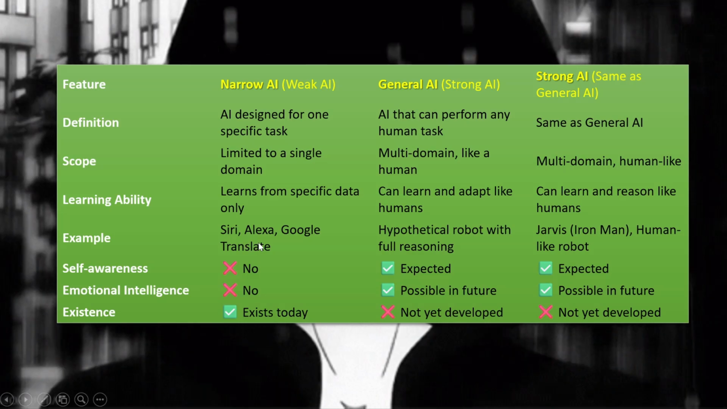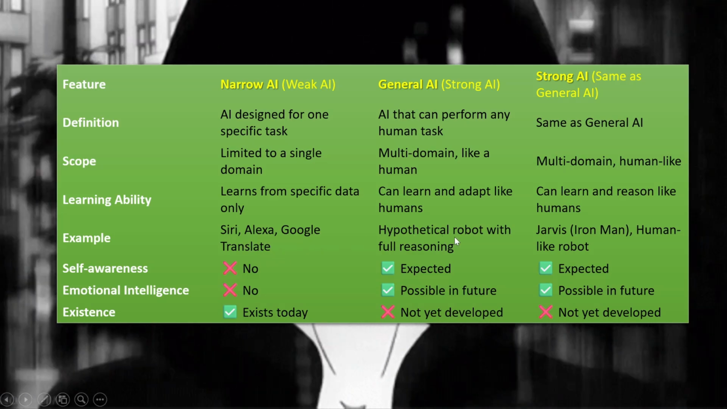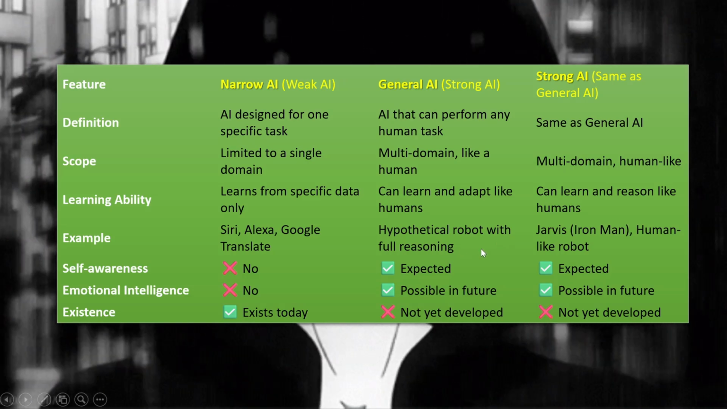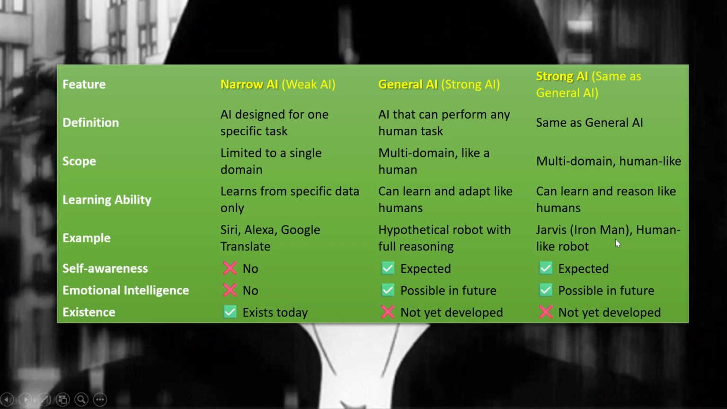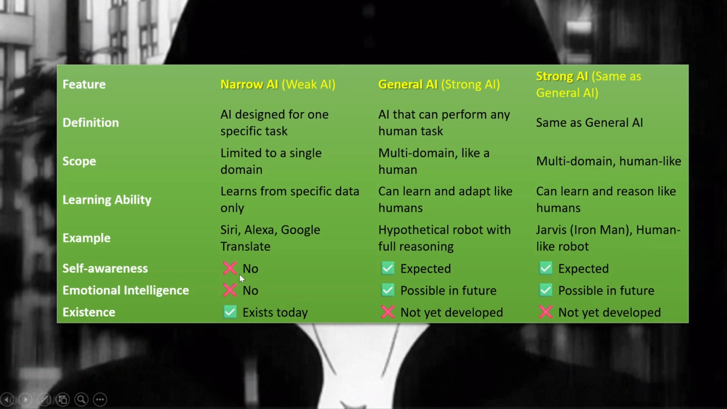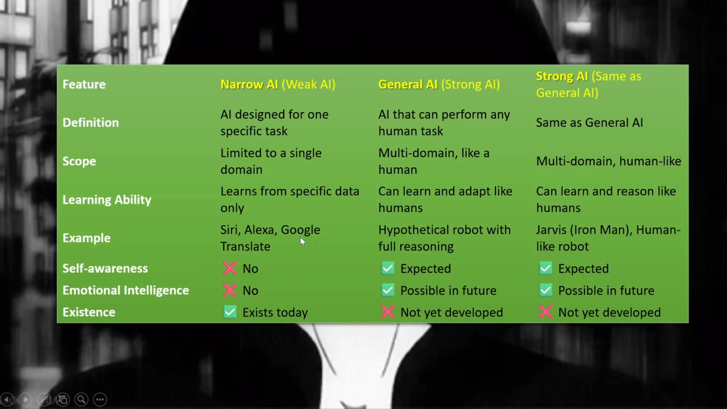An example of narrow AI is Siri, Alexa, or translation, which do only one single task. The hypothetical robot with full reasoning, like a robot teacher and robot doctor, gives answers that are higher and more human-like. I think emotion and intelligence are never expected in narrow AI, which does only a single task.